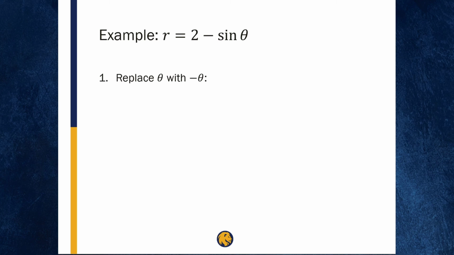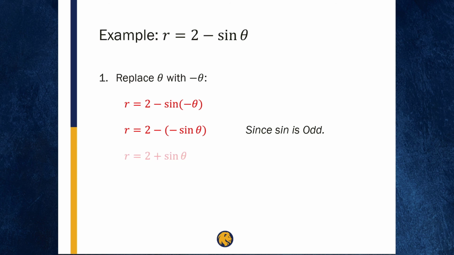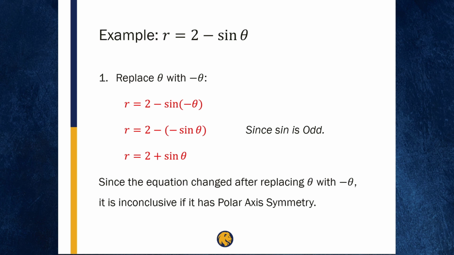One more example, r equals 2 minus sine theta. I'll go through the steps of checking symmetry in this particular graph. So replacing theta with negative theta would look like r equals 2 minus sine negative theta. Now in this case we're dealing with sine, and sine is odd. So sine negative theta can be rewritten as negative sine of theta, putting the negative in the front of the sine. But that makes double negatives, so it would be r equals 2 plus sine theta. As a result, the equation has changed after replacing theta with negative theta, and so it's inconclusive if this has polar axis symmetry.